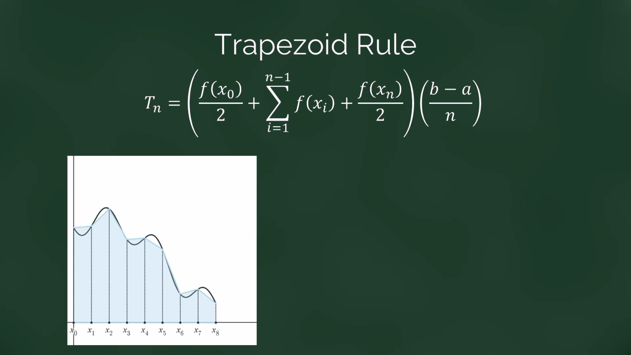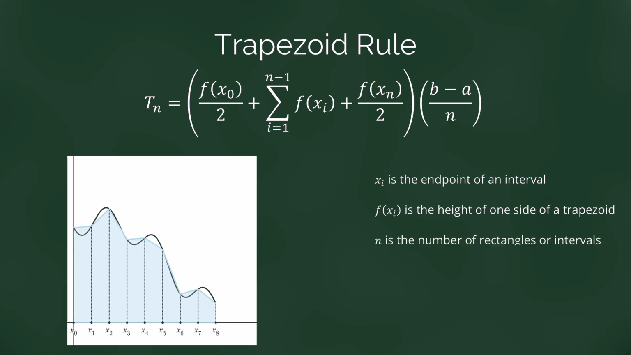Let's take a look once more at what each of the pieces of this represents. So x sub i is the endpoint of each interval. F of x sub i is then the height of one side of a given trapezoid. N will be the number of rectangles or intervals we've created, in this case actually trapezoids. A to b is our entire region, which means that b minus a over n is once again going to represent the width, or in this case perhaps the height of any given trapezoid. And f of x sub i plus f of x sub i plus 1, the next endpoint, all divided by 2 times b minus a over n is going to give us the area of one trapezoid.